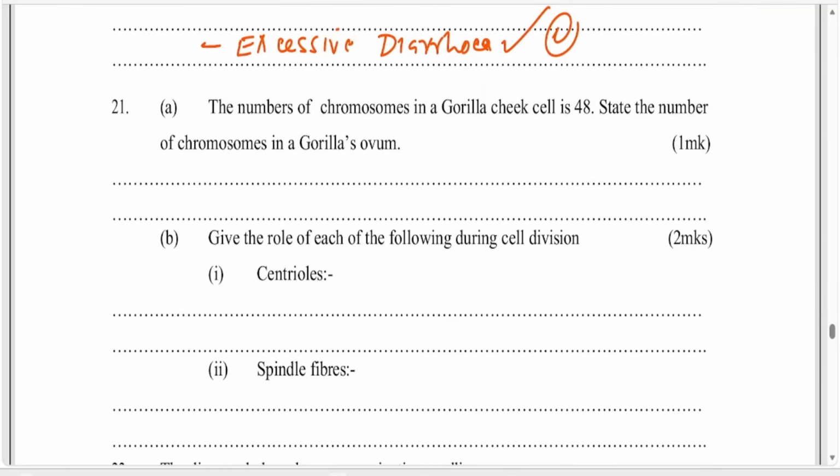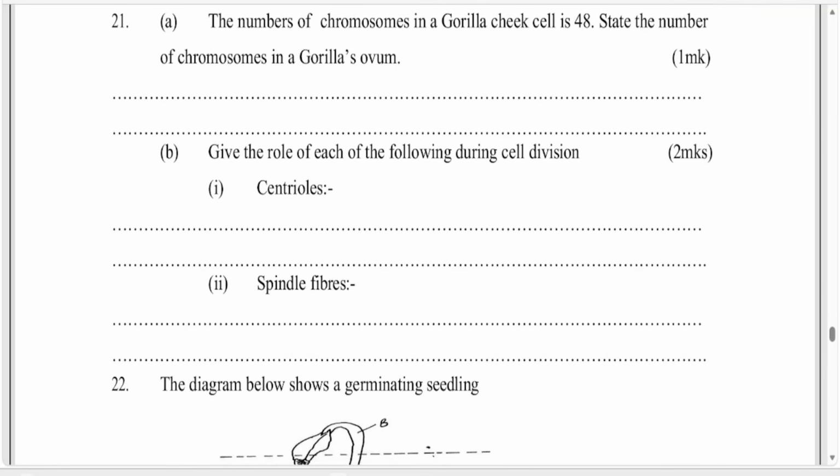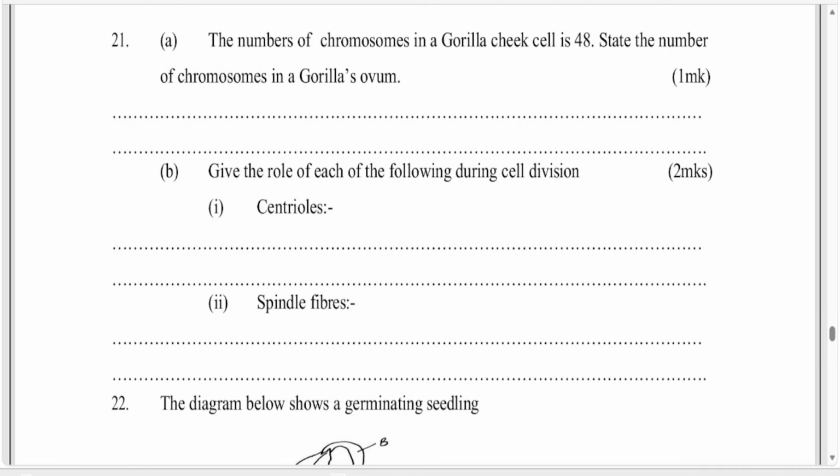Question number 21. The number of chromosomes in a gorilla cheek cell is 48. State the number of chromosomes in a gorilla's ovum. We know that a gorilla cheek cell is part of the somatic cells. Somatic cells of an organism have twice the number of chromosomes that the reproductive cells have. So if the gorilla cell has 48 chromosomes, what about the number of chromosomes in the gorilla's ovum?